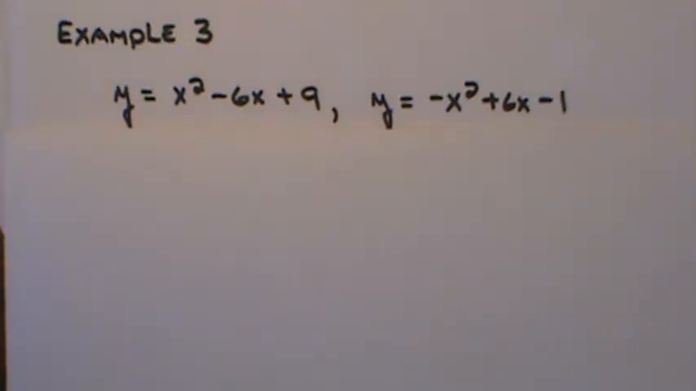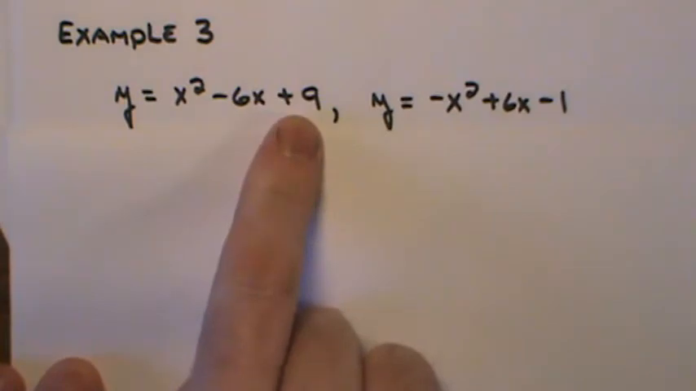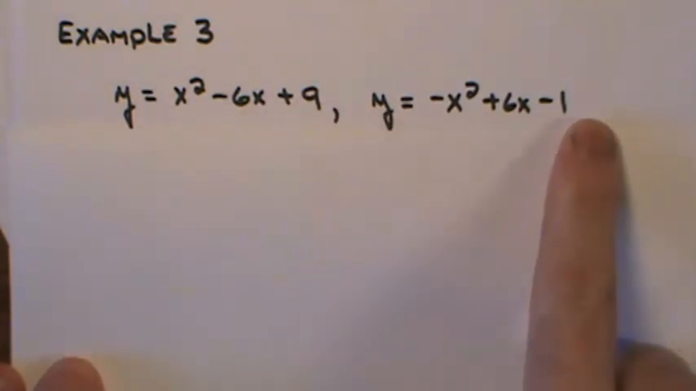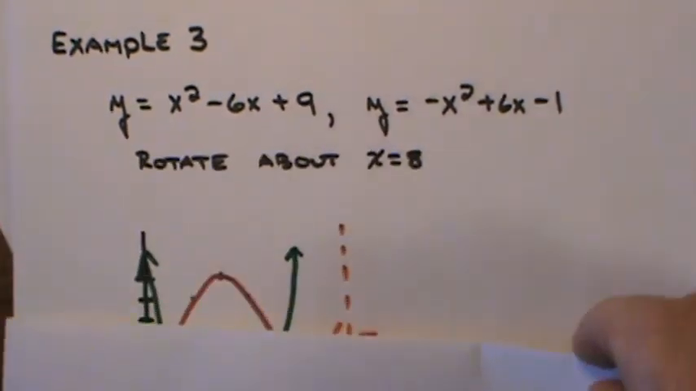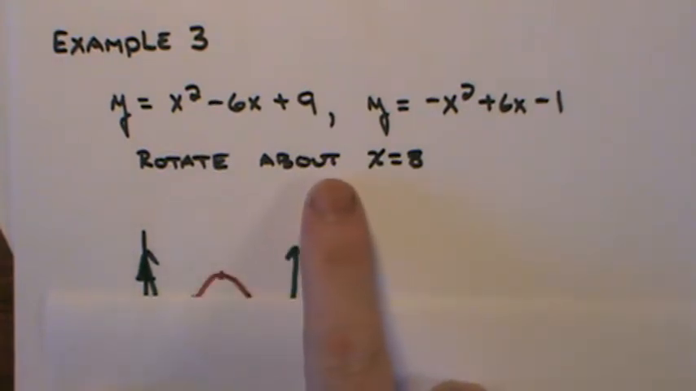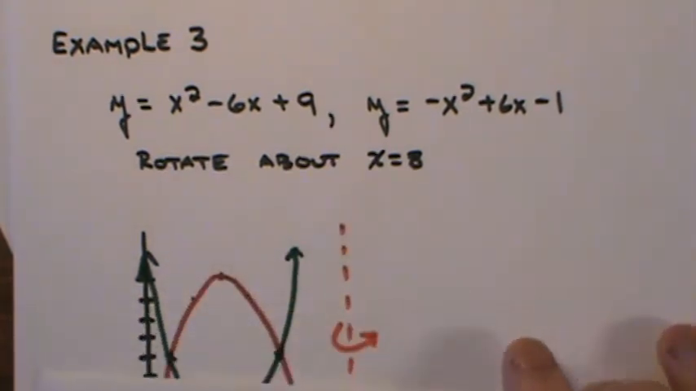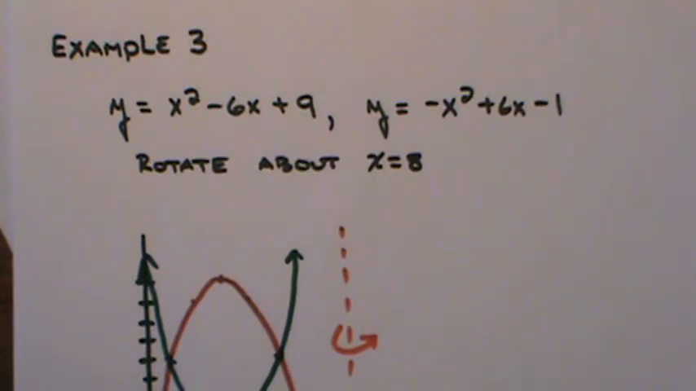Example 3 of using the shell method to find solids of revolution. In this example we have two parabolas, one that's opening upward, one that's opening downward. We want to rotate it about the line x equals 8. And so you can see my graph.